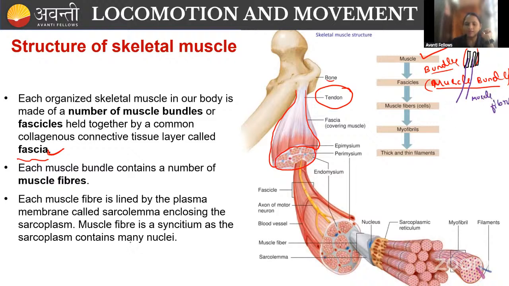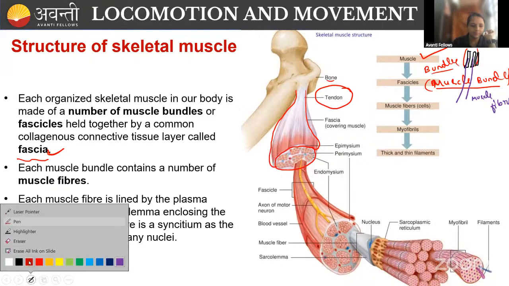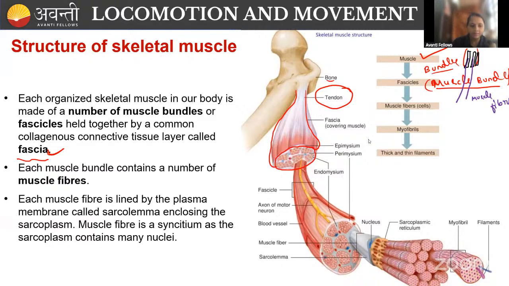This is a muscle fiber. If I take this as a muscle fiber, the plasma membrane of this muscle fiber is called sarcolemma. Sarcolemma. And the muscle fiber has many nuclei. I told you it is multinucleated.